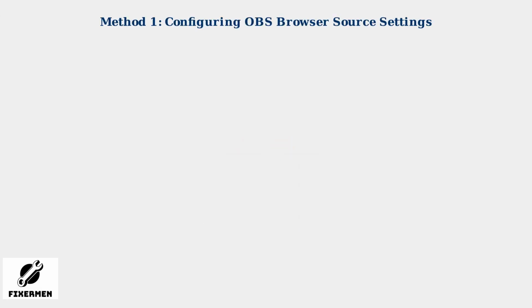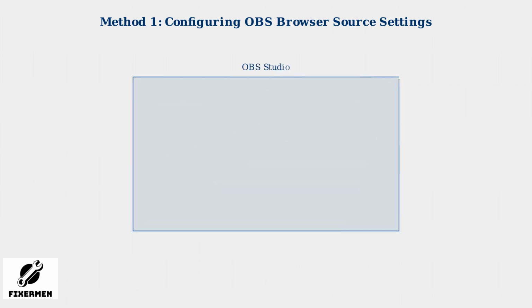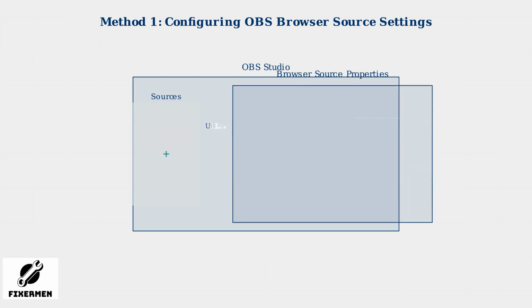Let's explore the first method for fixing Bongo Cat transparency issues by configuring OBS browser source settings. Imagine our friendly Bongo Cat ready to play along. First, open OBS Studio and locate the Sources panel. Right-click in this panel to add a new source. From the context menu, select Browser to add a browser source. In the Browser Source Properties window, enter the Bongo Cat URL. Most importantly, check the Shutdown Source When Not Visible option to optimize performance.